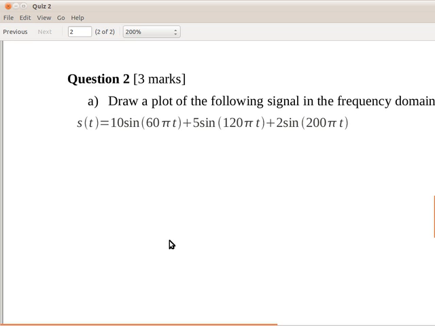So what can we determine? We can plot this. We plot frequency in hertz against the peak amplitude. So we just simply draw an impulse for each of those components. First component, amplitude of 10, frequency of 30. Second component, frequency of 60, amplitude of 5. Third component, frequency of 100, amplitude of 2.